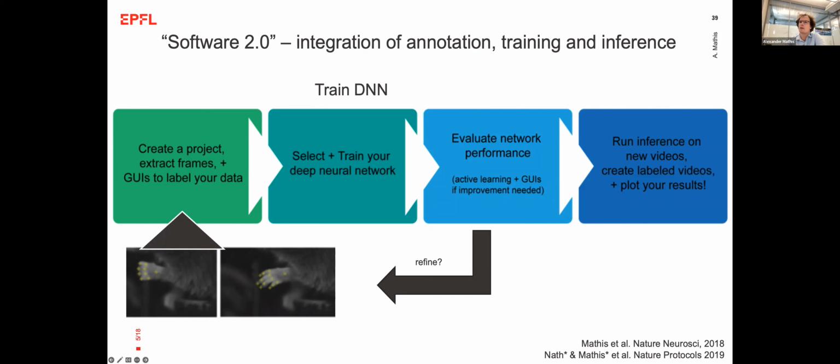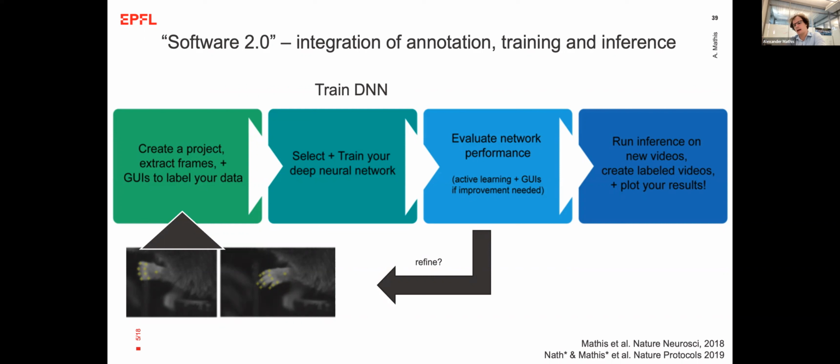And if it's not good enough, then you refine it, and you, for example, use active learning, where you find outliers, you fix the predictions of the model on those, you throw them back into the training set, and you train your model. And that's basically what you can do.